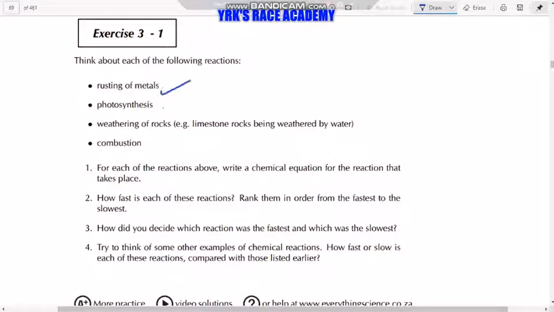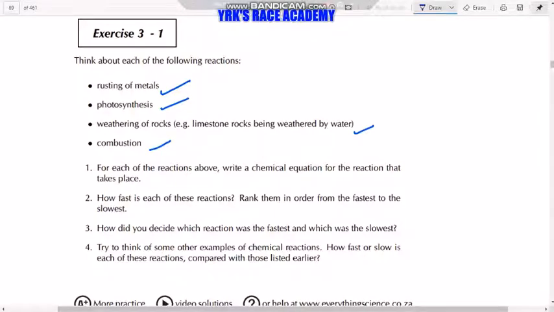rusting of metals, photosynthesis, weathering of rocks, that means limestone rocks being weathered by water, combustion, and all these things. For each of these reactions, if you can write the chemical reaction that takes place, how fast is each of these reactions? Rank them in order from the fastest to the slowest. How do you decide which reaction was the fastest and which was the slowest?